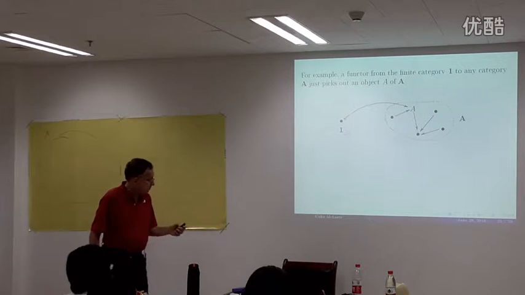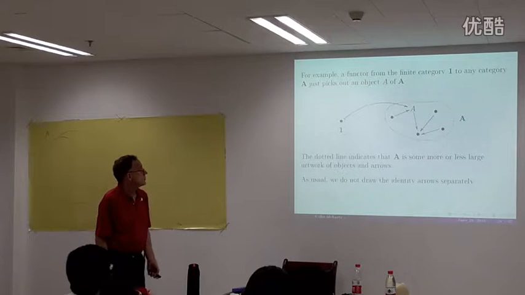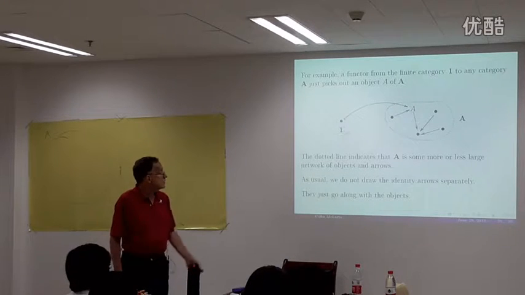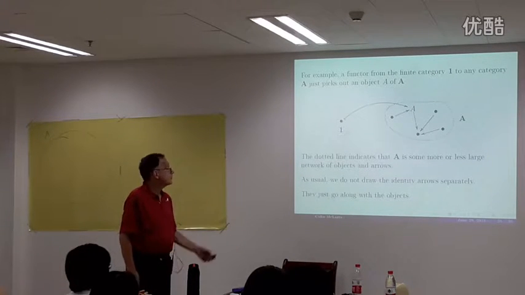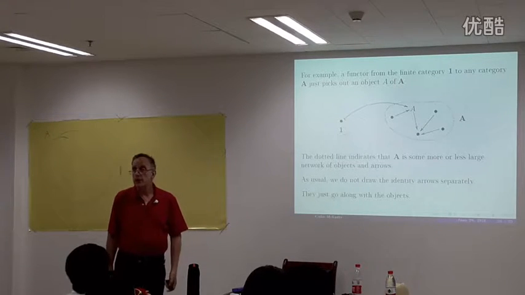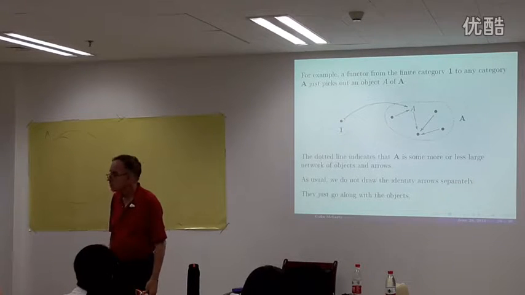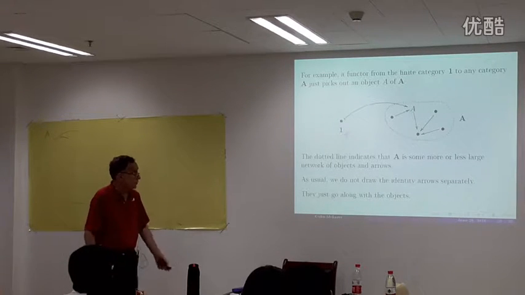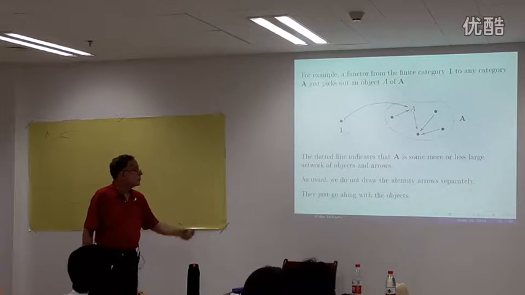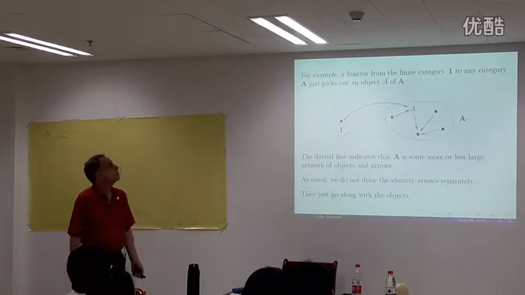Did I write that? Yes. Some more or less large network of objects and arrows. I don't draw the identity arrows, so the identity arrows just go along with the objects. So a functor from the category 1 to any other category just amounts to an object of that category. One is a pretty simple category. All it's got is an object. A functor from it to another category just picks out an object.